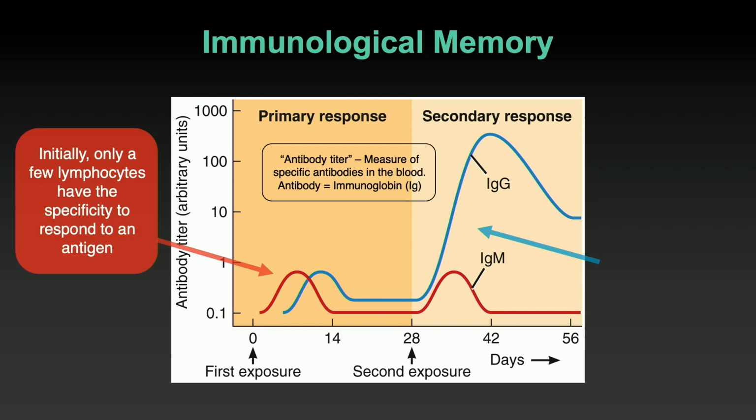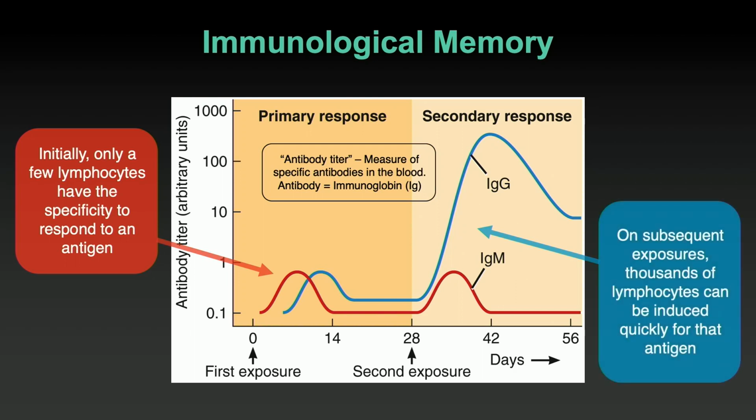So on the first response, there are few cells with the specific receptors to respond. And so we have a small blip in the production of antibodies as shown on the left-hand side. But after clonal selection, and with this now larger population of memory cells, more cells have the receptors that can respond to that antigen. More cells can undergo clonal selection and produce antibodies. And therefore, we have a much larger and faster immune response.